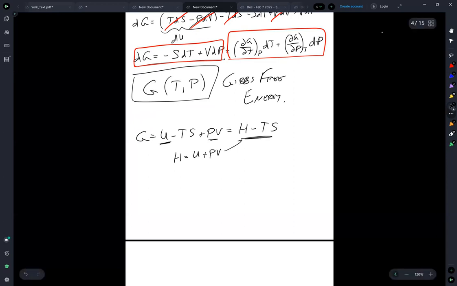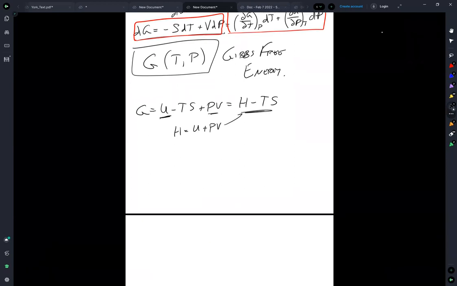And what makes this particularly useful is because it lets us talk about the enthalpy, which we know is the heat, the change in the heat at constant pressure, and the entropy. And what's also nice is that at T going to zero, G goes to H. So we have the convergence of the free energy and the enthalpy as we get to zero Kelvin.